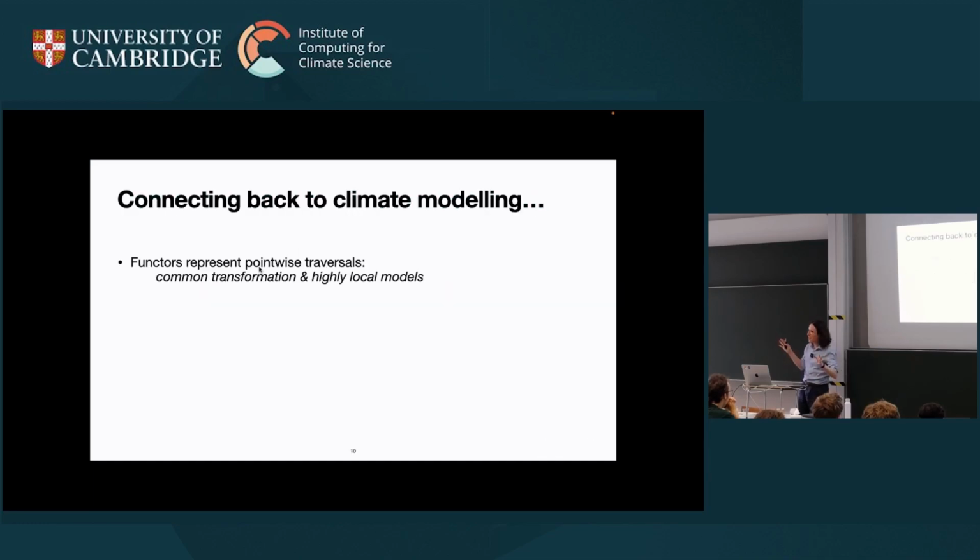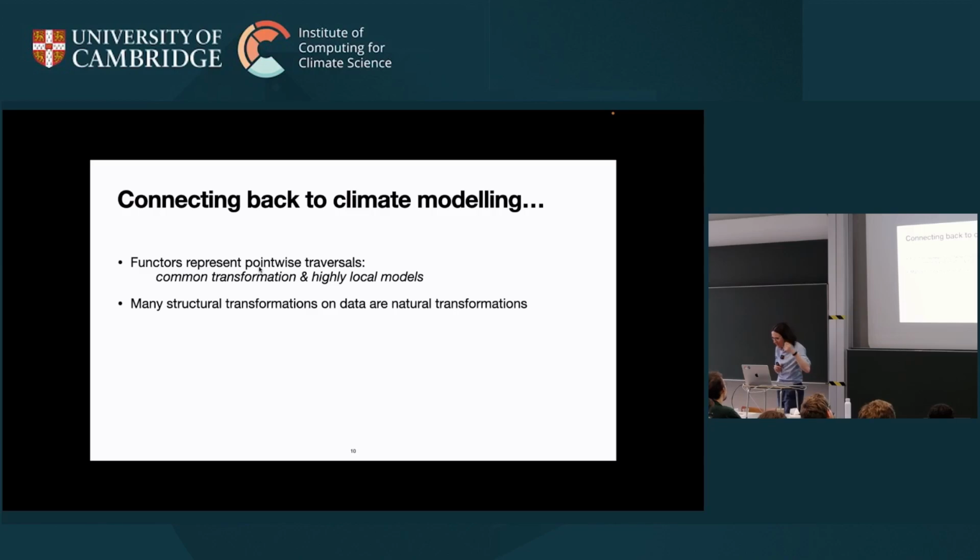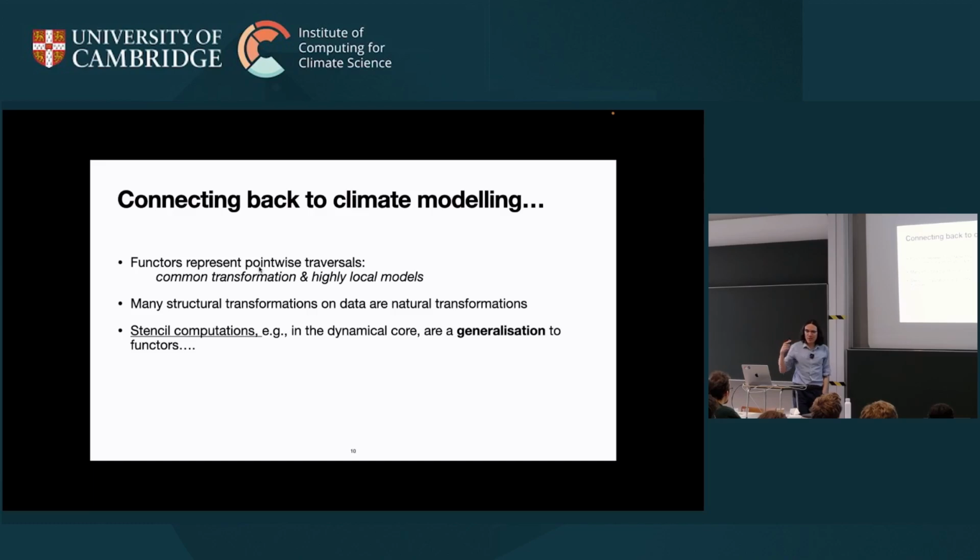Right, so I've been kind of alluding to the connections back to basic ideas in numerical modeling. It's not super specific to climate modeling necessarily, but these are nice examples of reshaping data. Functors are about doing these point-wise traversals, like maybe you're doing a completely local model of something where you're transforming the data at each step. I'm sure you've all written these point-wise loops over arrays before in Fortran or Python or whatever. That's a functor. Many of these structural transformations, like these reshapings, are natural transformations. So hopefully I've given you these ideas about how we can take these properties, turn them into tests, and sometimes turn them into optimizations as well.